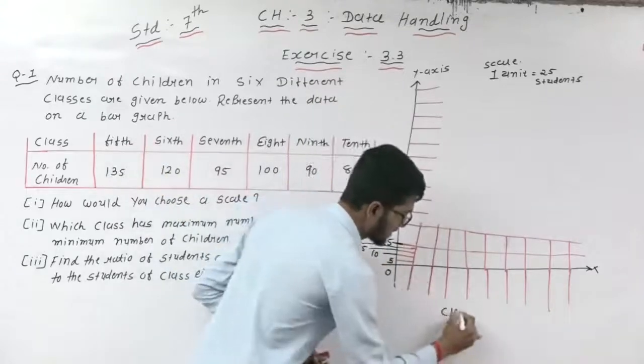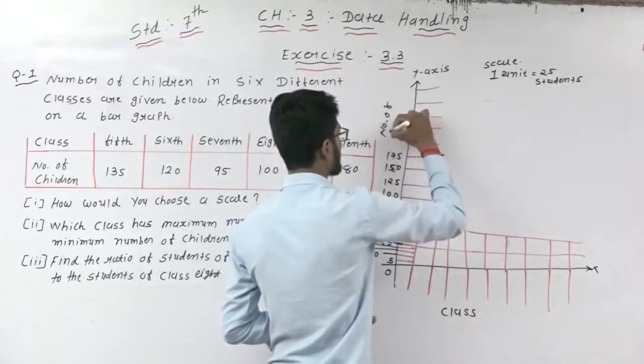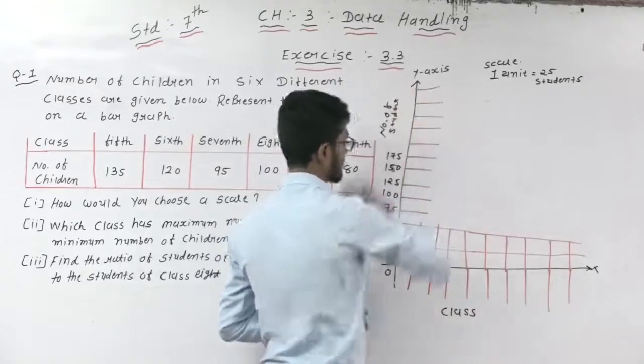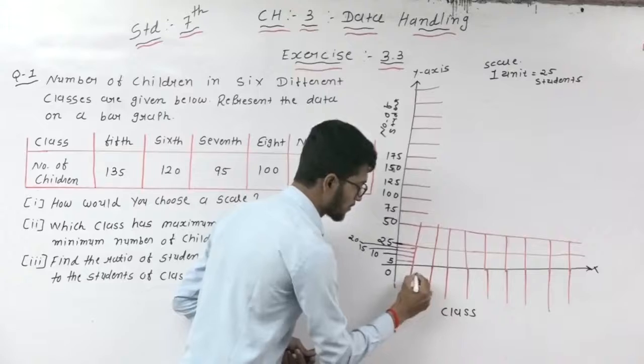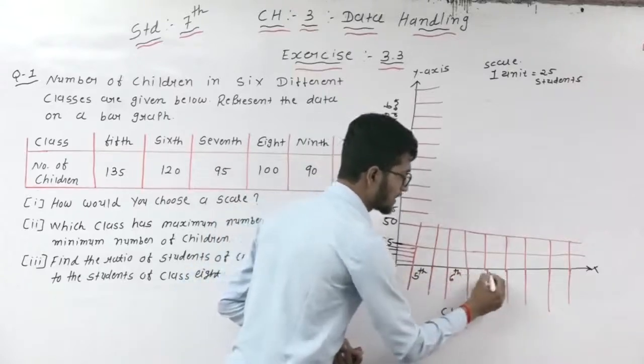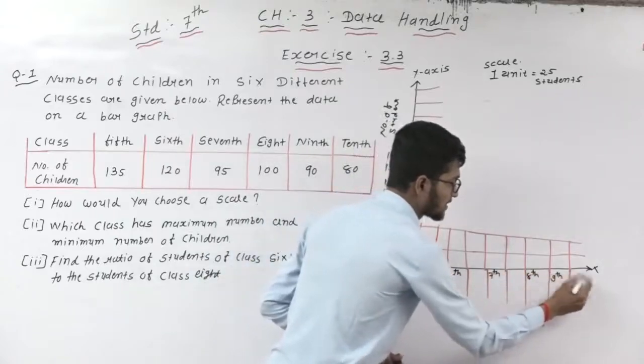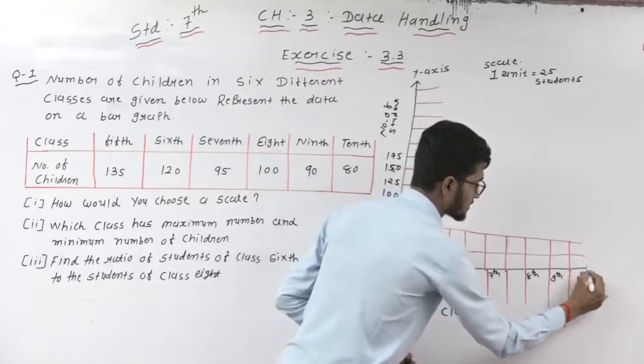It means here is the class name, and here is the number of students. It means the number of children, right? So here is the first, 5th class, 1 leave. Then after that, 6th class, 1 leave. 7th class, 1 leave. 8th class, 9th class, and the last one is our 10th class.